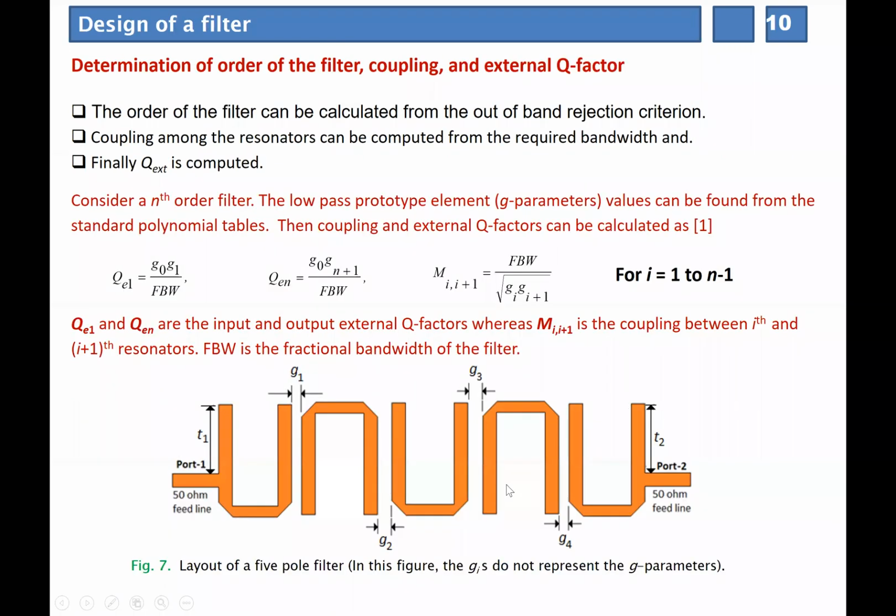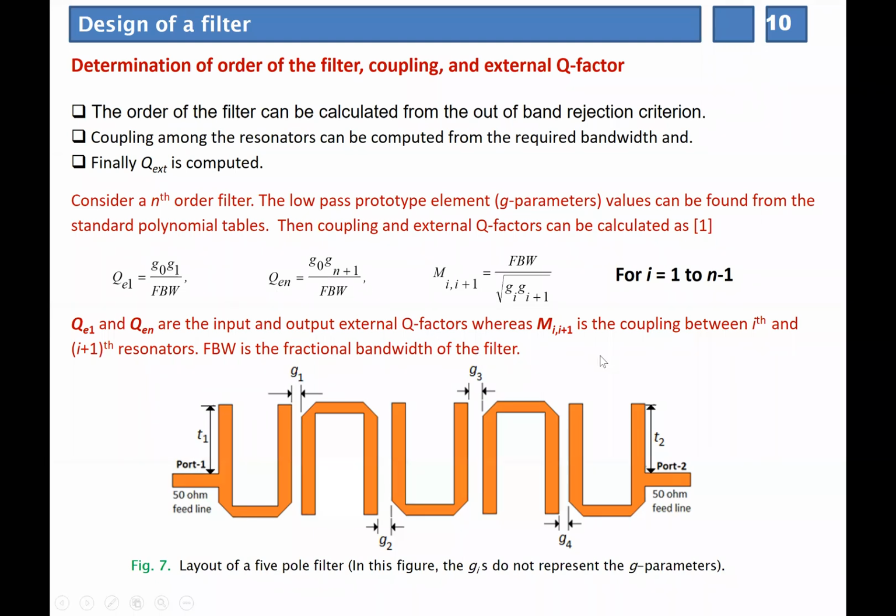Now you can see this is an example of a 5-pole filter in microstrip line technology. The formula I have written here, Q external equal to G0 G1 by FBW, Q external N. That means suppose it is an N pole filter, so the external quality factor at port 1 and port N, that means at input and output, can be expressed like this. And this G0, G1, G2 up to Gn plus 1 are the G parameter values for one particular filter, and those values you can find from any table.